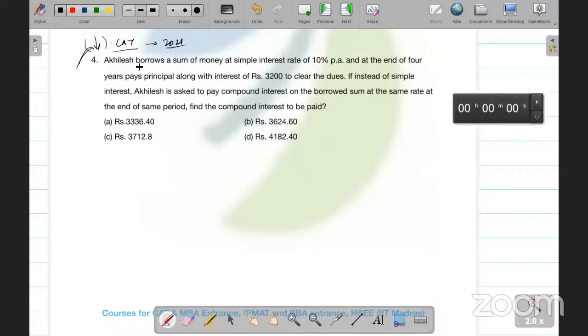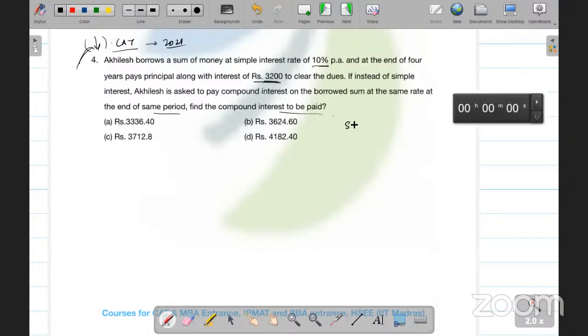Let's first of all look at a basic method. Akhilesh borrows a sum of money at simple interest rate of 10% per annum, and at the end of 4 years pays principal along with interest of rupees 3,200 to clear the dues. If instead of simple interest, Akhilesh is asked to pay compound interest on borrowed sum at the same rate at the end of the same period, find the compound interest to be paid.